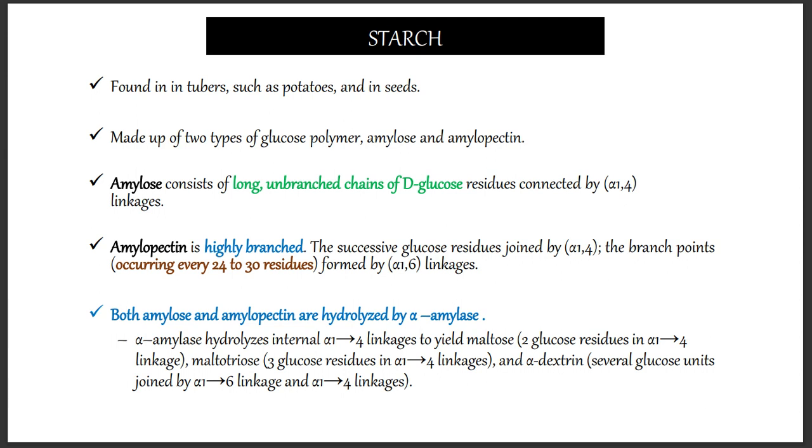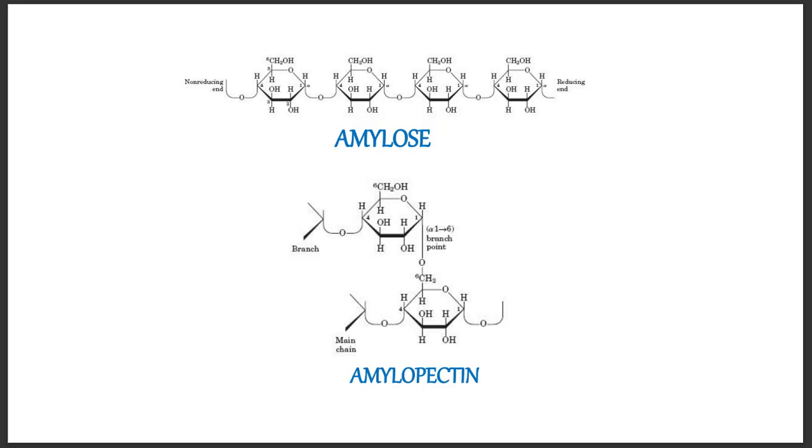Both amylose and amylopectin can be broken down by alpha amylase. That's the enzyme that can break them, and you can see what can happen. Alpha amylase can break the alpha 1,4 linkage, and that is going to form maltose. And then you can also form maltotriose and alpha dextrin and such. In other words, you're just breaking down your starch like that.